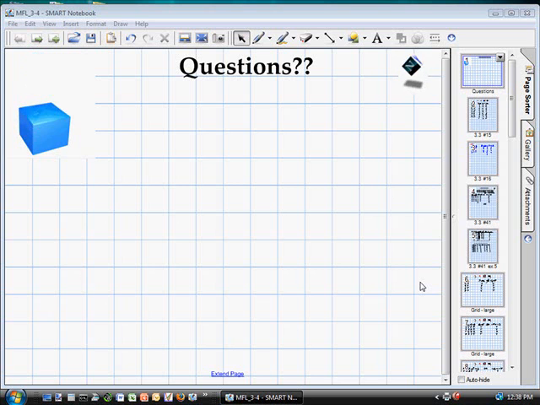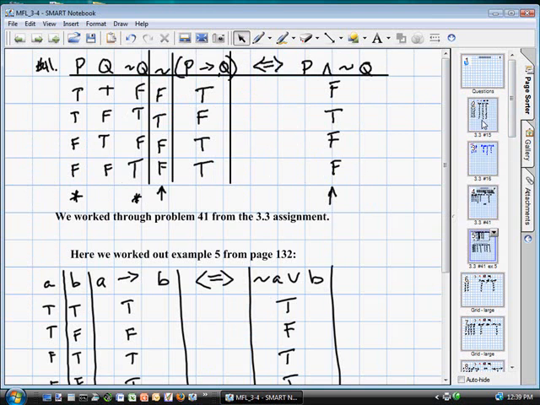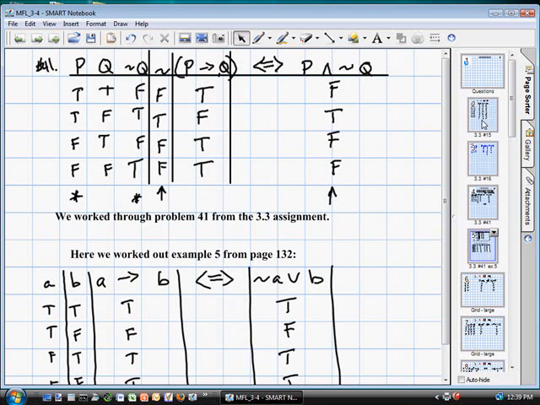Any questions from the assignment? You got one back there? Good. Find it? 41. Okay, 41. I think I got it up there on the top. Let's make sure I'm in the right place here.